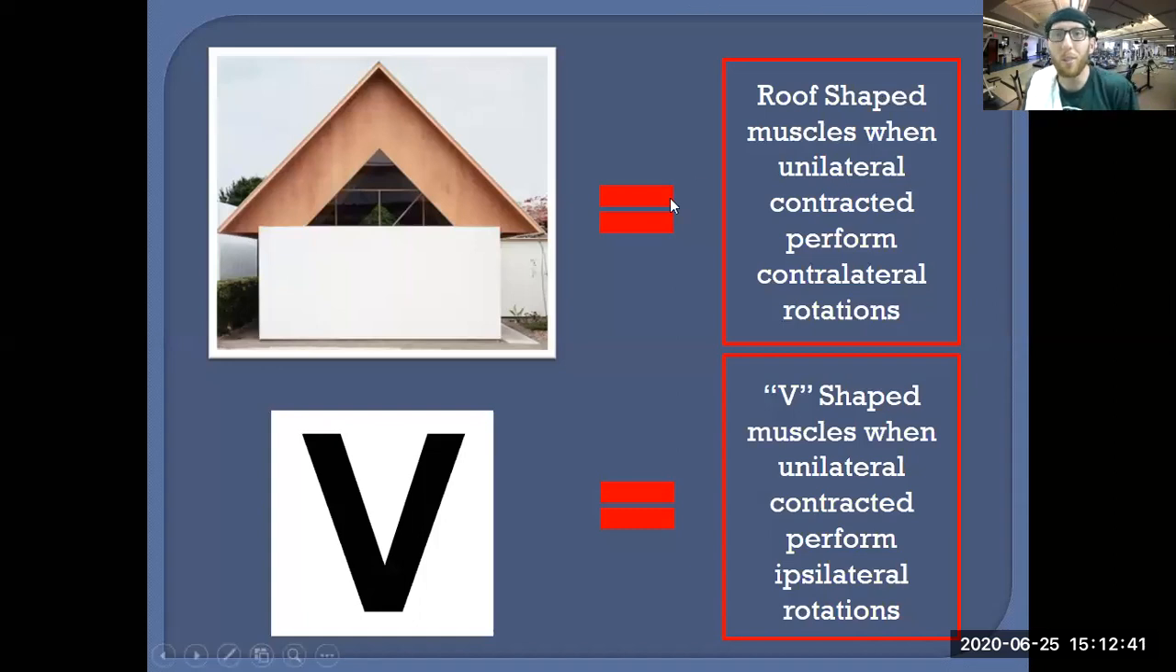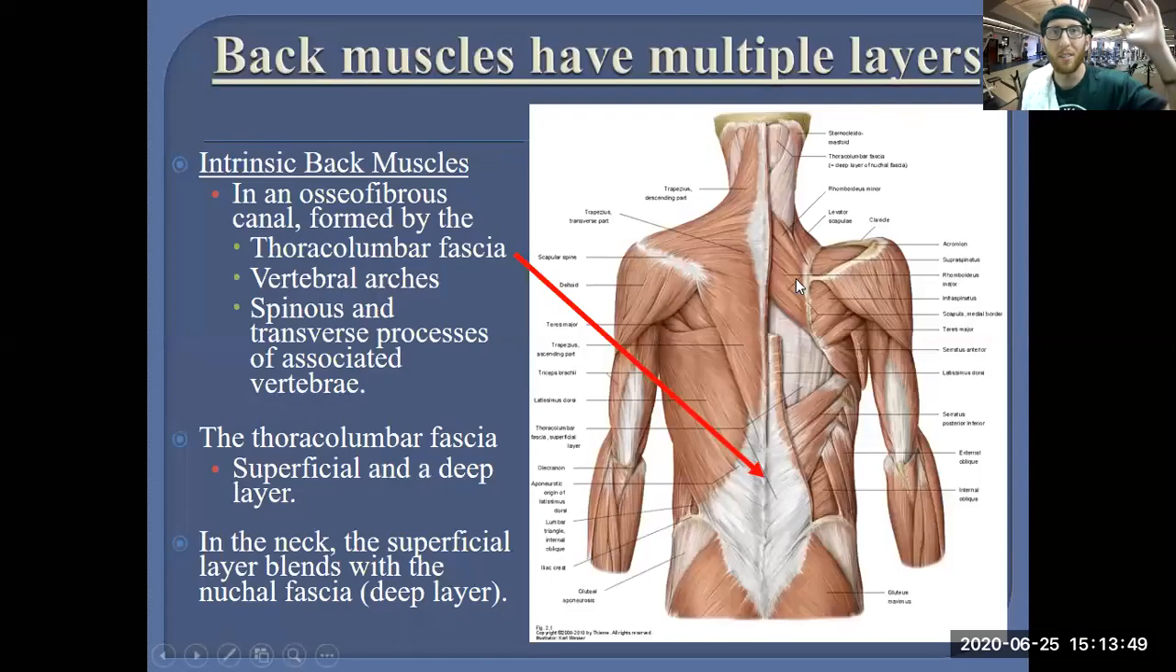And a general rule of thumb is, as we look at some of these muscles, you're going to notice some are looking like a roof. So if it's got a roof shape and it's unilaterally contracted, it's going to perform a contralateral rotation. Again, that means you contract the muscle on the right and it contralaterally rotates you to the left. But V-shaped muscles are going to do the opposite. If it's a V-shaped muscle and it's unilaterally contracted, it's going to perform an ipsilateral rotation: contract the right side, you rotate to the right. Ipsilateral rotation.